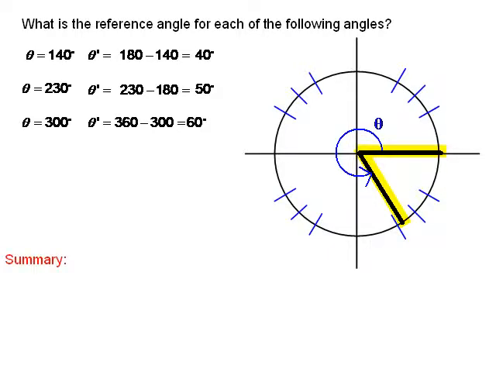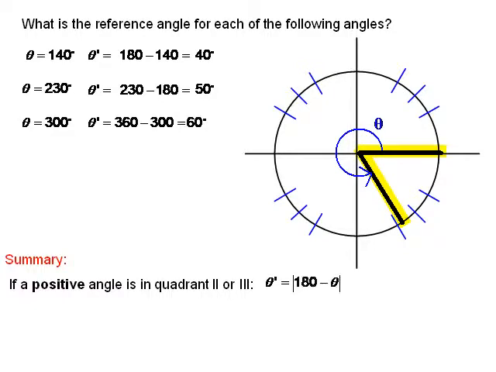Okay, to summarize our positive degree angles. If a positive angle is in quadrant 1 or quadrant 2 or 3, our reference angle is 180 minus theta, and then take the absolute value. If a positive angle terminates in quadrant 4, then our reference angle is going to be the absolute value of 360 minus theta.